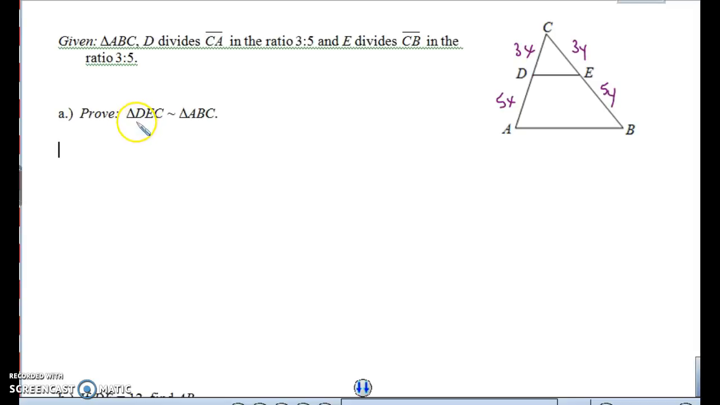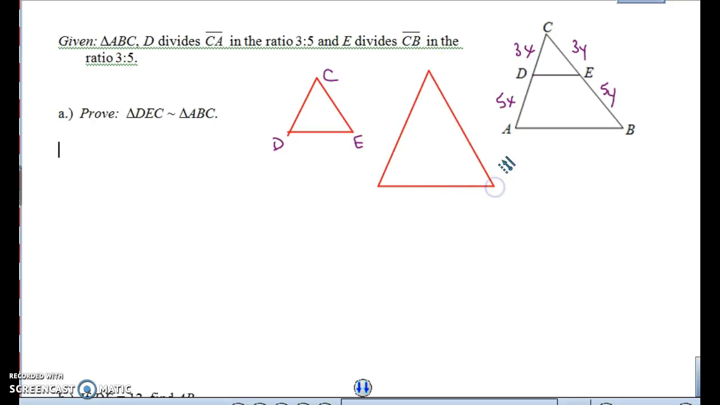Now, we want to prove that triangle DEC, which is the little triangle at the top, is similar to the big triangle ABC. Now, I'm going to draw those out separately so you can see them. All right, so here is DEC. I'm going to label it accordingly, just like we would with a congruence, DEC. And then I'm going to draw the bigger triangle next to it and label it similarly. So if this is DEC, ABC has to go the same way. A, B, C. DEC, ABC.